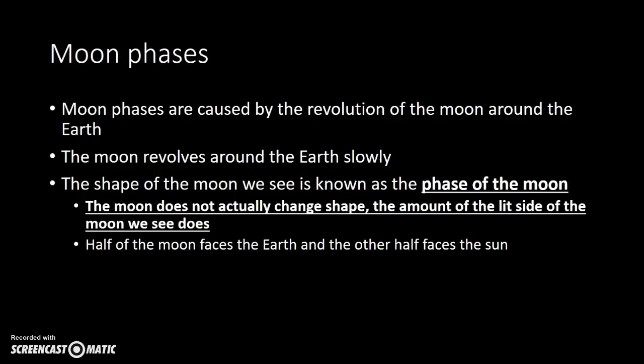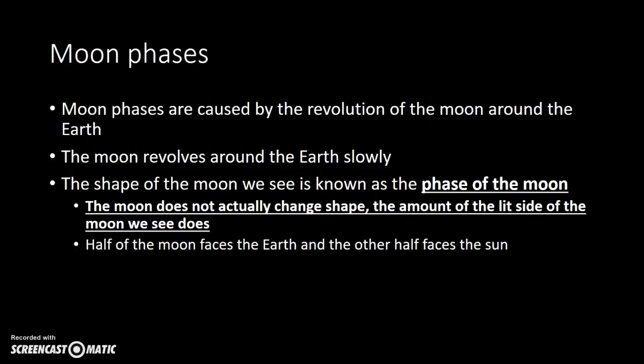So the moon has what are called phases, and the phases are caused by the revolution of the moon around the Earth. And the moon revolves around the Earth much slower than the Earth rotates. So the shape of the moon we see is known as the phase of the moon, although the moon does not actually change shape. It's basically the amount of the lit side of the moon that we see does.